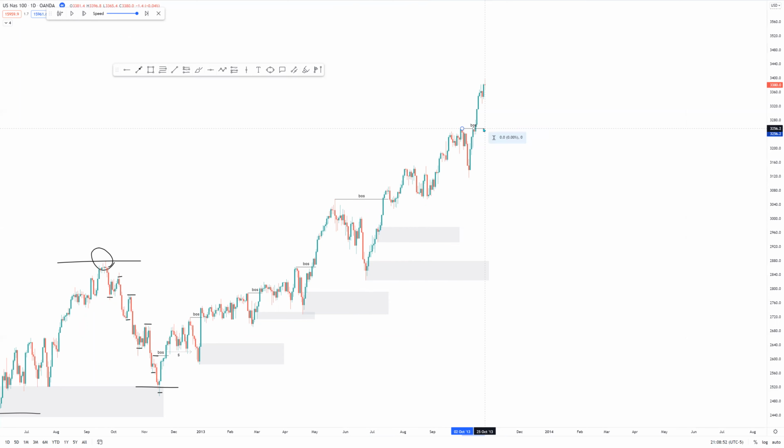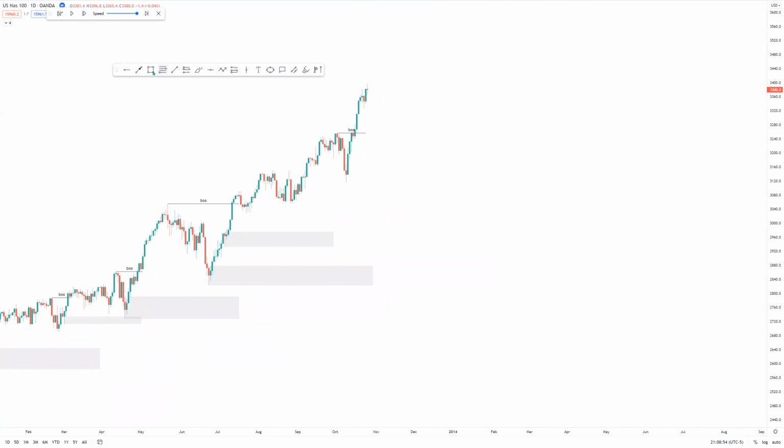BOS, fib. I'll find my POIs first. So you see the BOS, I'm going to get rid of it. So I'll find my POIs and then pull my fib. So you can see that the fib lines up with the POIs, not that the POIs line up with the fibs. You want to find your POIs first.